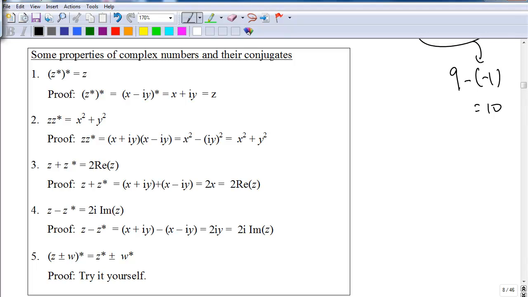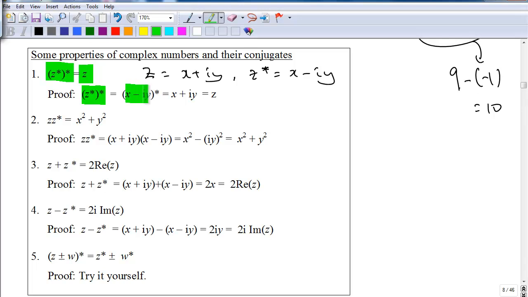Now, number 1, Z conjugate conjugate is equal to Z. Now that seems rather intuitive, but let's take a look at how we prove it. Now if Z is the same as x plus iy, what is Z conjugate? It is just x minus iy. So if I have Z conjugate conjugate, that means first I replace the Z by x minus iy. Then what does conjugate do to x minus iy? You change the minus back to a plus, so you get back your Z. Done.